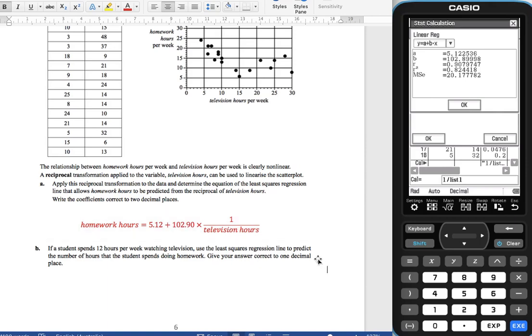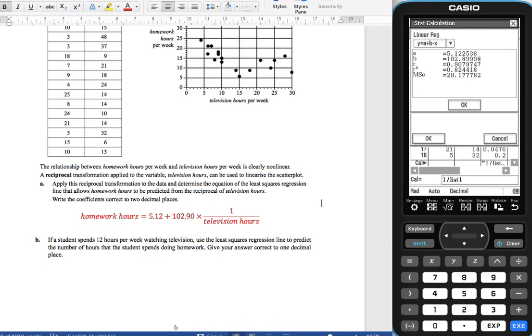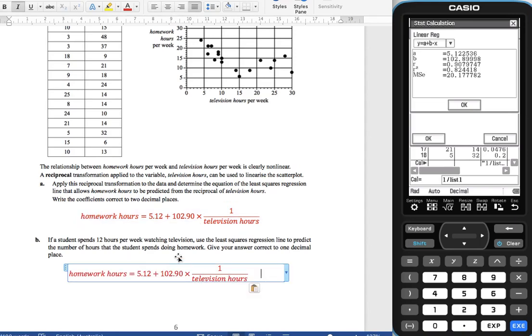Second part of the question gets us to do a prediction with this equation, because it says if a student spends 12 hours per week watching television, use the least squares regression line to predict the number of hours that the student spends doing homework. So what we're going to do is we're going to take our equation, copy it down here again, and we're going to substitute 12 in place of television hours.